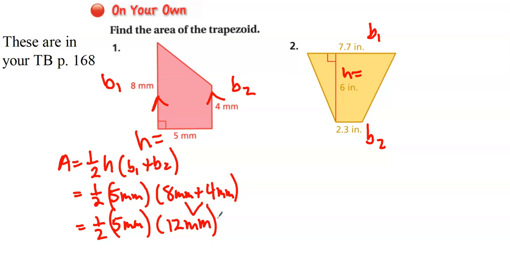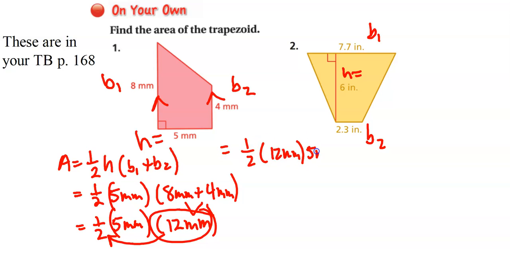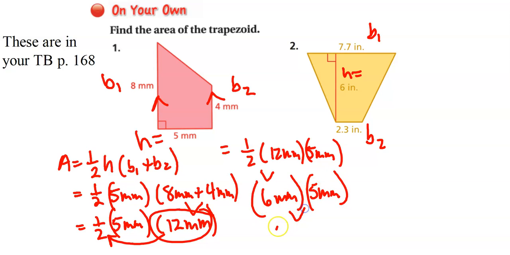Okay, now here's the thing. I could move the 12 next to the 1/2 and use the commutative property, because it's easier for me to multiply 1/2 of 12 than it is 1/2 of 5. So I'm going to go ahead and move this over here, and I'm going to continue my work here with an equals 1/2. Now I have 12 millimeters and then 5 millimeters. And 1/2 of 12 is 6 millimeters, and 5 millimeters gives me a total of 30 millimeters squared.